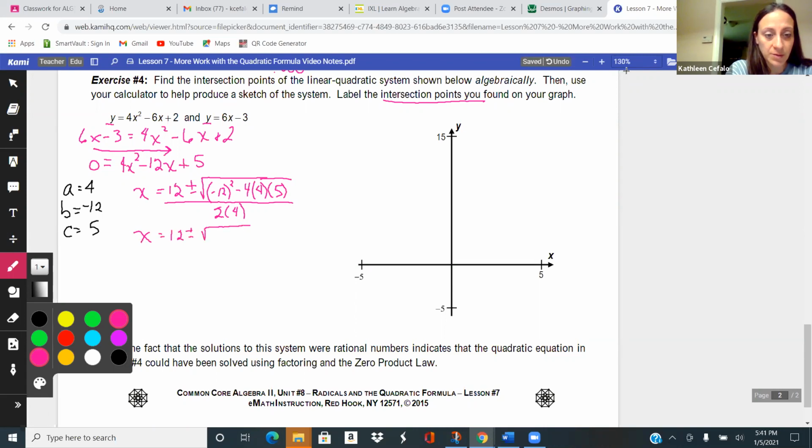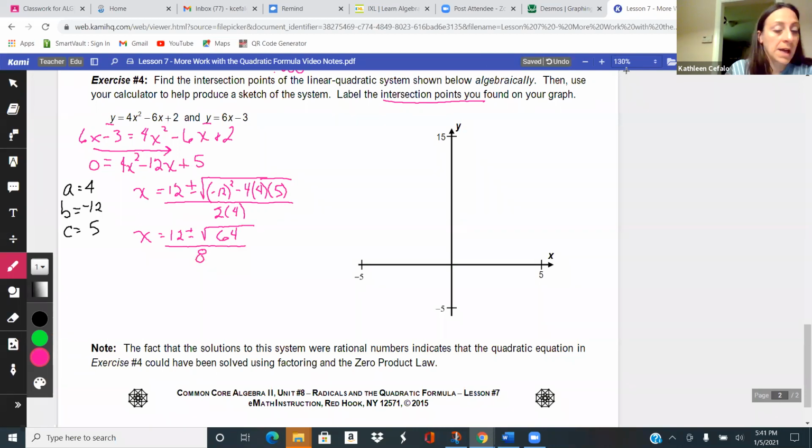So we have here the square root of, if I simplify this all under the radical, that gets me 64 divided by 8. And the square root of 64, well, that's a perfect square, so that's nice. That's going to get us 8 over 8. Okay, so one answer we have is 12 plus 8 divided by 8. All right, and that's going to get us about 2.5. And then the other answer we have is 12 minus 8, so that's 4. 4 divided by 8, that would get us 0.5.